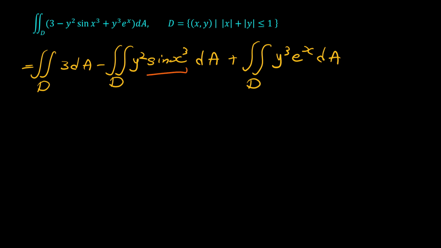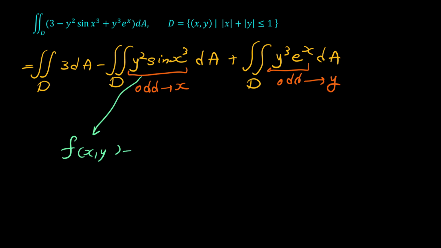The reason is that this is odd with respect to variable x. This is odd with respect to variable y. For example, let me tell you why this function is odd. Let me name this function f. So f is y^2 sine of x^3. Why is this function odd with respect to variable x?